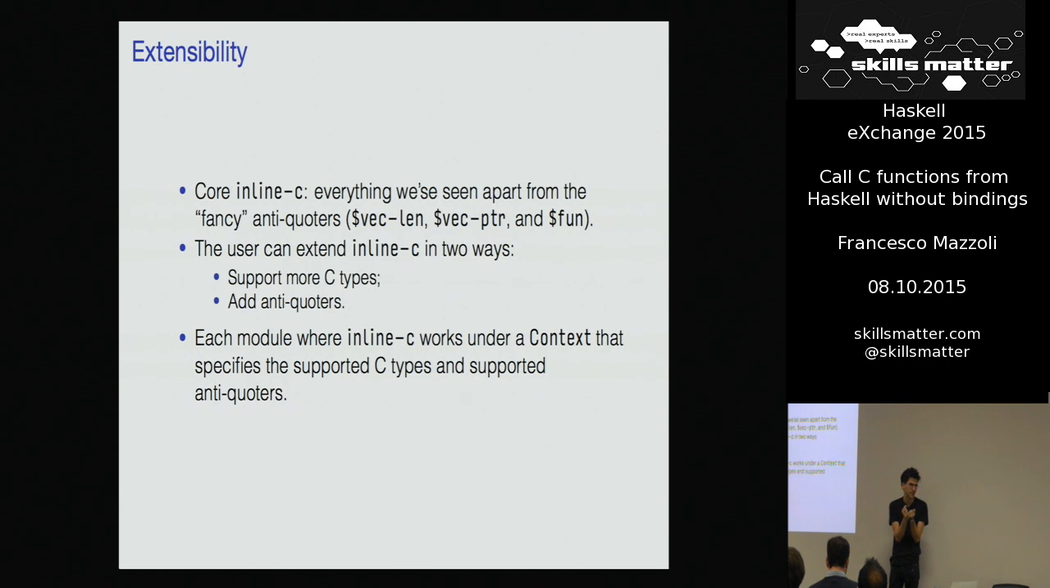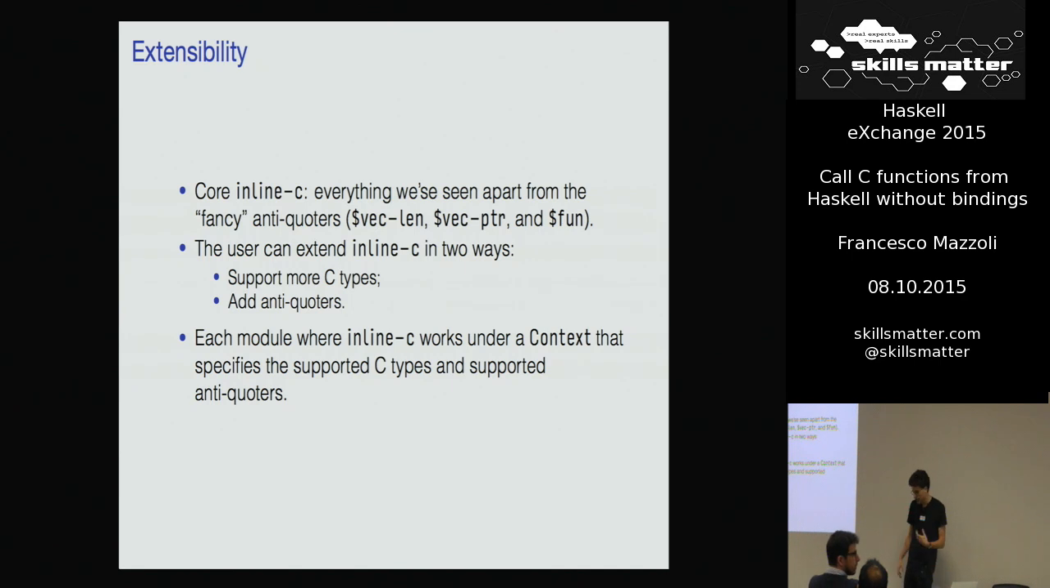So the core of inline C defines a way to splice the C in, and the default anti-quoting mechanism. But then everything else is extensible by the user. So these facilities for vectors and for functions are not baked in, they are defined as additions, basically. And the user can extend inline C in two ways. One way is adding these new anti-quoters to support data structures or even file scripting. The other is to just add more C types that you support. So up to now, we only saw standard C types, but you can add more.